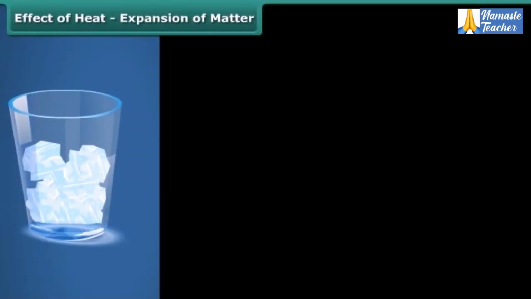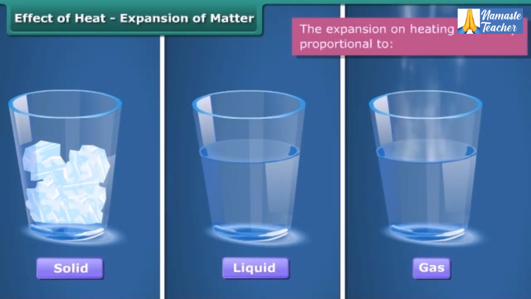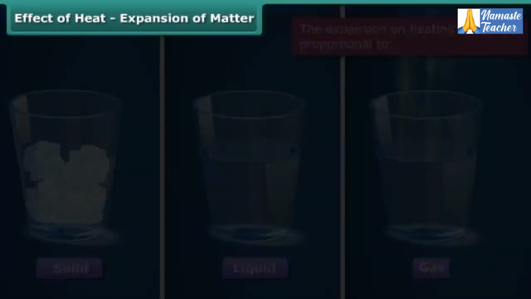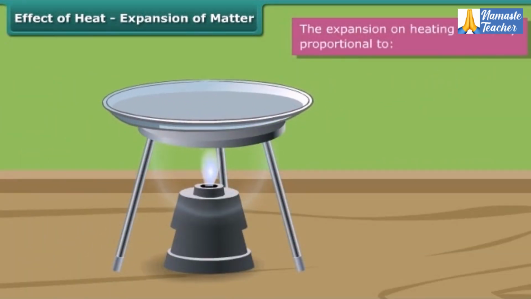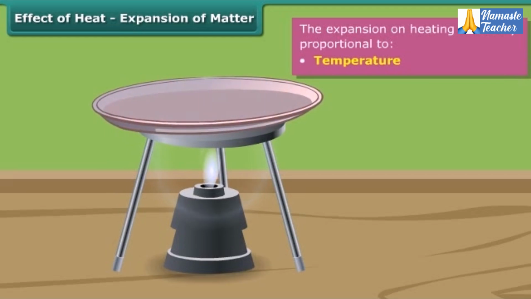Matter exists as solid, liquid, and gas. All the three states of matter expand on heating. The expansion of matter depends on the temperature through which it is heated. In this case, when we heat this plate, the higher the temperature, the more the expansion.